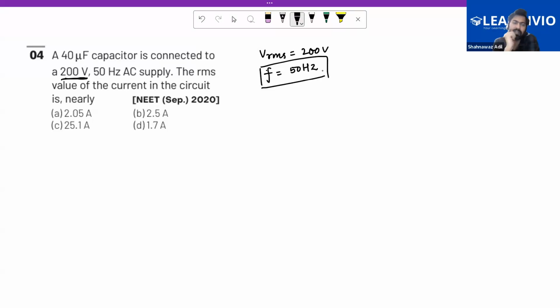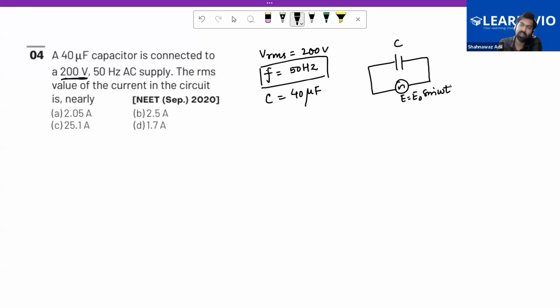what we can calculate, we have capacitance given, that is 40 microfarad. Remember, this is the circuit. Circuit is only this one. So you have this C, and this is the supply that you have. This is E naught sine omega t. So what would be the only resistance of this thing? What would be that, guys?